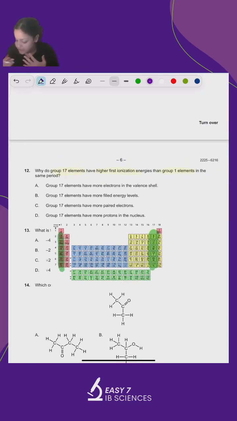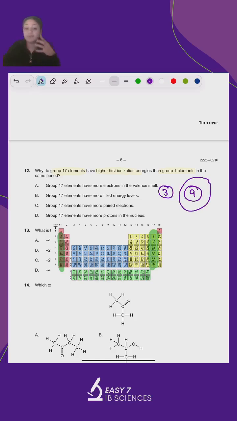The other thing is group 17 elements have a greater nuclear charge. They have more protons. If you have so many more protons in the nucleus, if you're fluorine, for example, and you have 9 protons versus if you're lithium and you only have 3, best believe the 9 protons are going to basically be super attracted to the valence electrons so much that they're going to pull them closer.